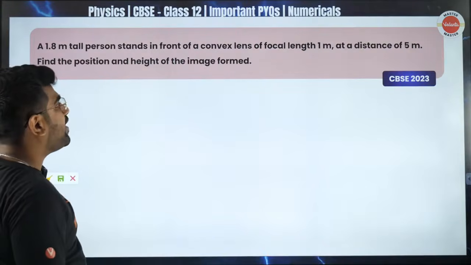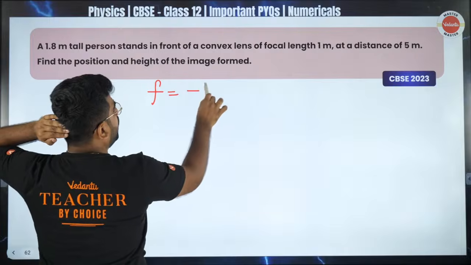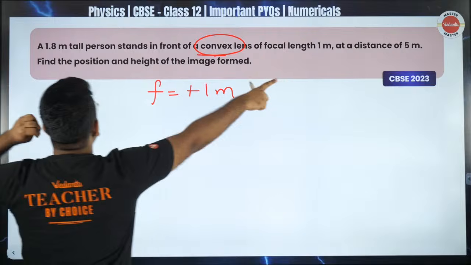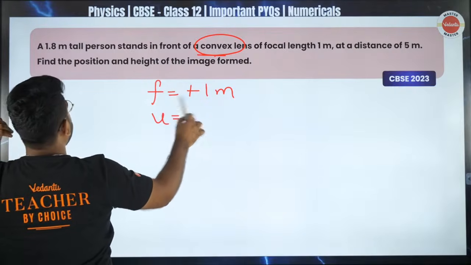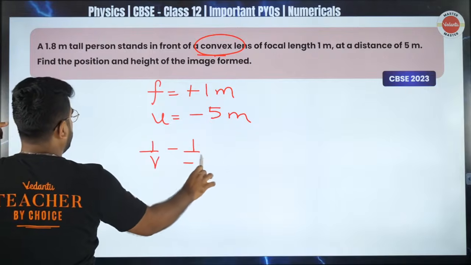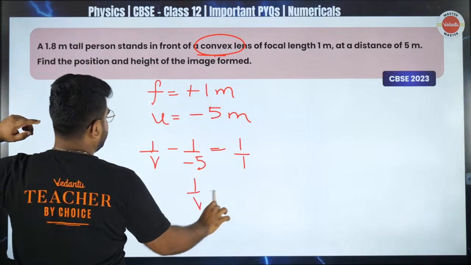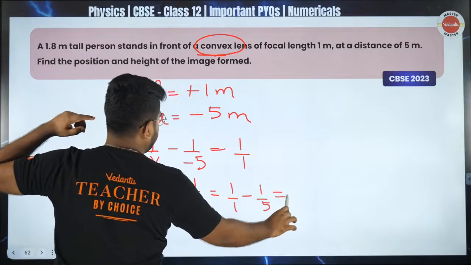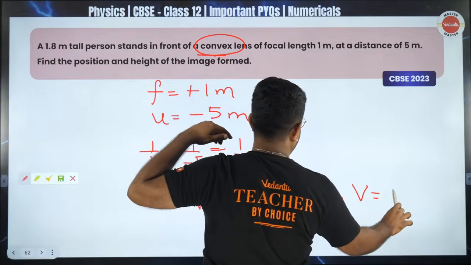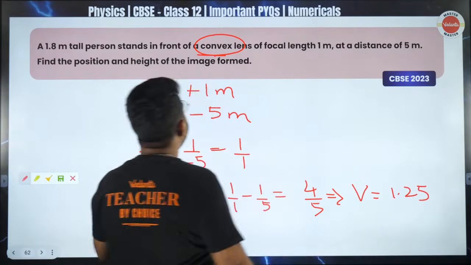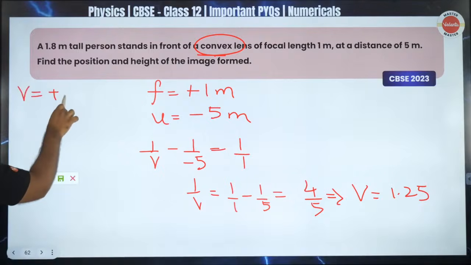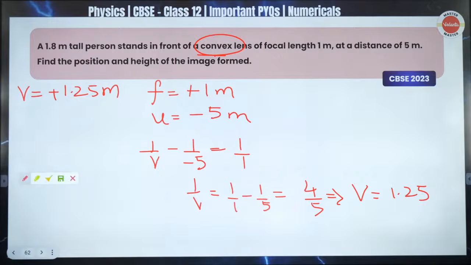So, it's in front of a convex lens. Focal length is plus 1 meter, since convex is always positive. And the image we need to find. Object distance is minus 5. So 1 by V minus 1 by U is equal to 1 by F. So 1 by V is equal to 1 by 1 minus 1 by 5, which is equal to 4 by 5, which implies V is equal to 1.25. So V is equal to plus 1.25 meters. That is the position of the image.